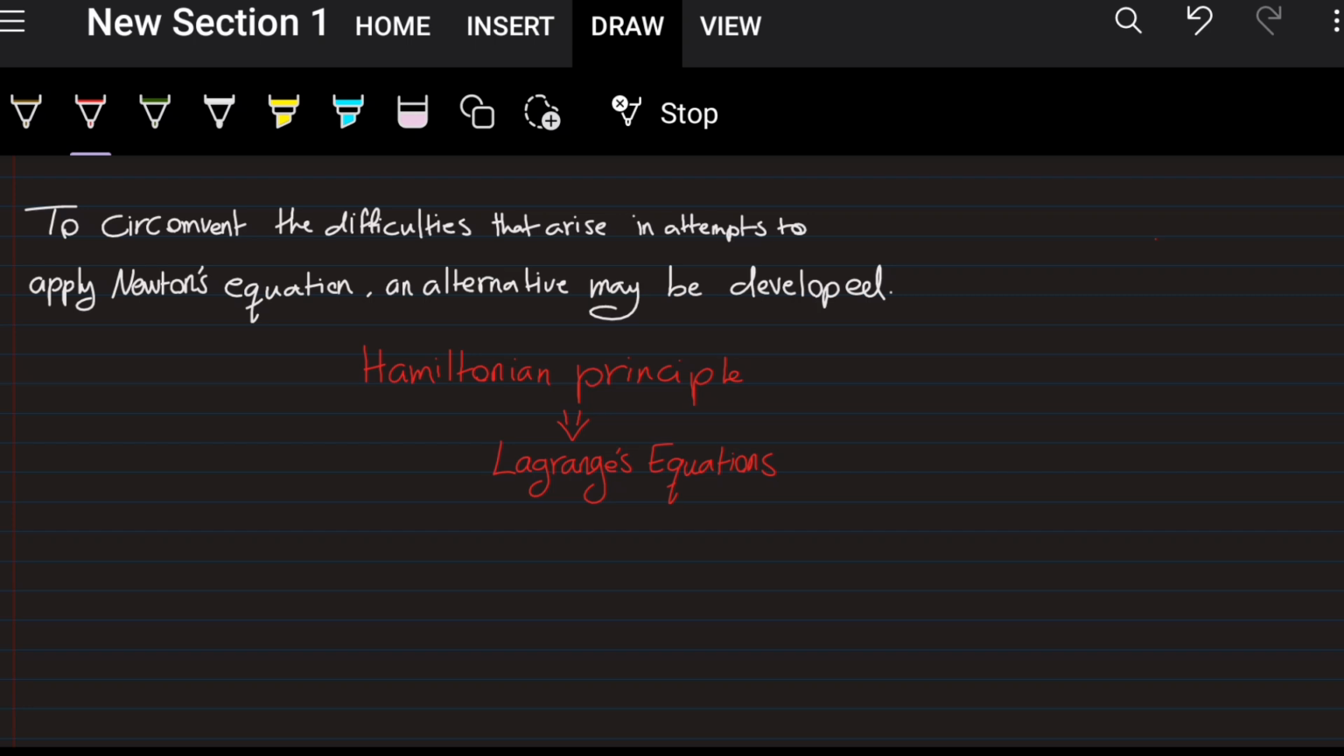In view of its wide range of capability, it's not unreasonable to assert that Hamilton's principle is more fundamental than Newton's equations. Therefore, we proceed by first postulating Hamilton's principle. Then obtain Lagrange's equations and show that these are equivalent to Newton's equations. Hamilton's principle is one of the most elegant and far-reaching principles of physical theory. We shall explore it deeper in the coming sections. That's it for the first section.